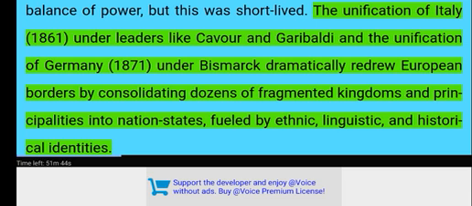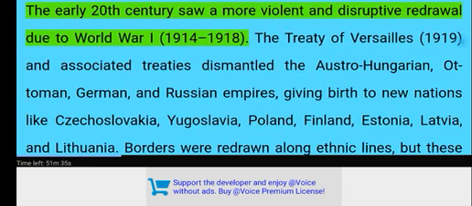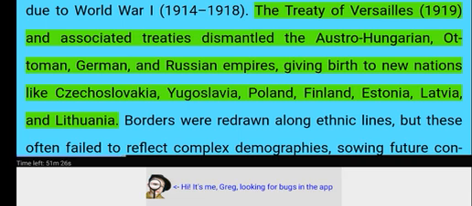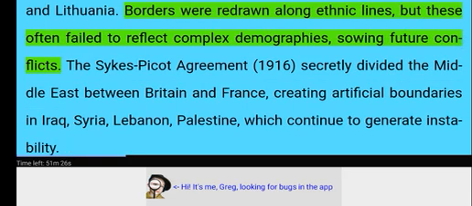linguistic, and historical identities. The early 20th century saw a more violent and disruptive redrawal due to World War I, 1914-1918. The Treaty of Versailles, 1919, and associated treaties dismantled the Austro-Hungarian, Ottoman, German, and Russian empires, giving birth to new nations like Czechoslovakia, Yugoslavia, Poland, Finland, Estonia, Latvia, and Lithuania. Borders were redrawn along ethnic lines, but these often failed to reflect complex demographies, sowing future conflicts.